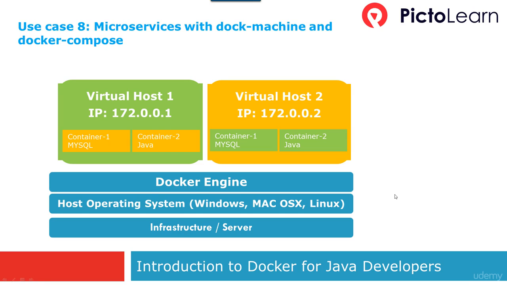So what we're going to do as a part of this exercise is, as you can see, we have the infrastructure and the server on the bottom, the host operating system, and on top of the host operating system we have the Docker engine. So we're going to use some of the commands of the Docker machine to be able to create two virtual hosts. As you can see, there are virtual host 1 and virtual host 2, each having their own memory, own CPU cycles, and IP addresses. As you can see, I've installed two containers. Each one is a microservice. Container 1 runs MySQL, container 2 runs Java, and the same way the second host runs MySQL on container 1 and Java on container 2. So let's go take a look at how we can do this.